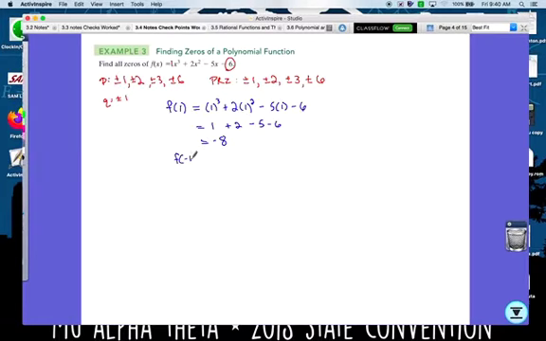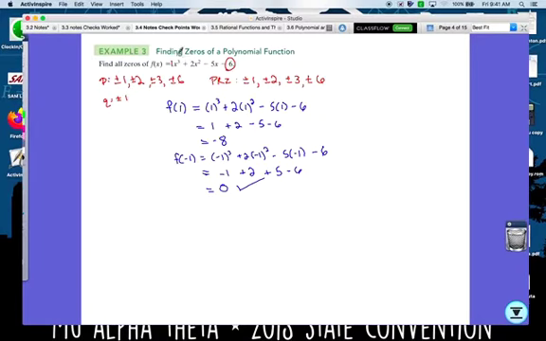So maybe I'll try the negative 1. Will a negative 1 work? Negative 1 cubed plus 2 times a negative 1 squared minus 5 times negative 1 minus 6. Negative 1 cubed is negative 1. Negative 1 squared is 1 times the 2 gives me positive 2. Negative 5 times the negative 1 gives me a positive 5. And then I get the minus 6. When I add those together, I get 0. So I found one of the answers.